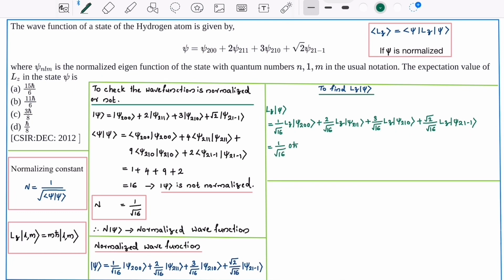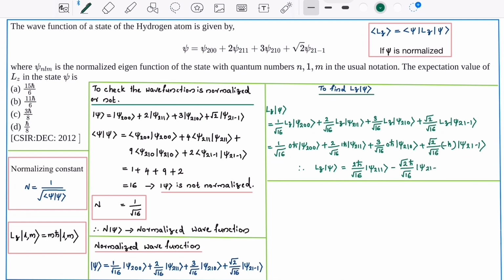Hence, Lz psi becomes 1 by root 16 times 0 h bar psi 200 plus 2 by root 16 times 1 h bar psi 211 plus 3 by root 16 times 0 h bar psi 210 plus root 2 by root 16 times minus h bar psi 21 minus 1. Therefore, Lz psi is 2 h bar by root 16 psi 211 minus root 2 h bar by root 16 psi 21 minus 1.